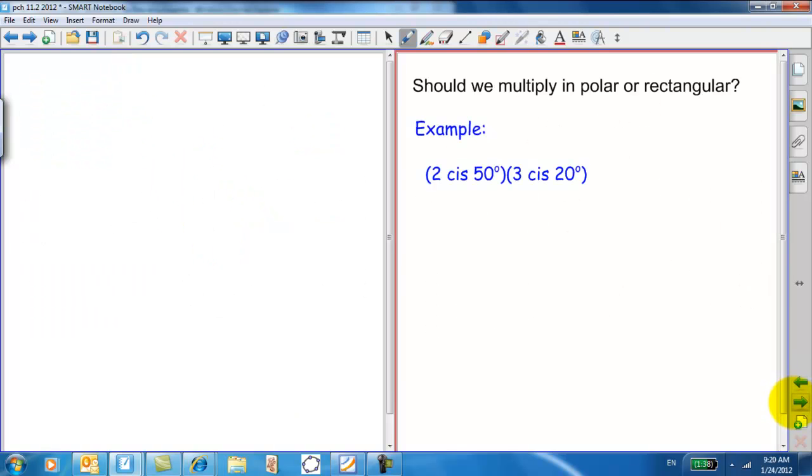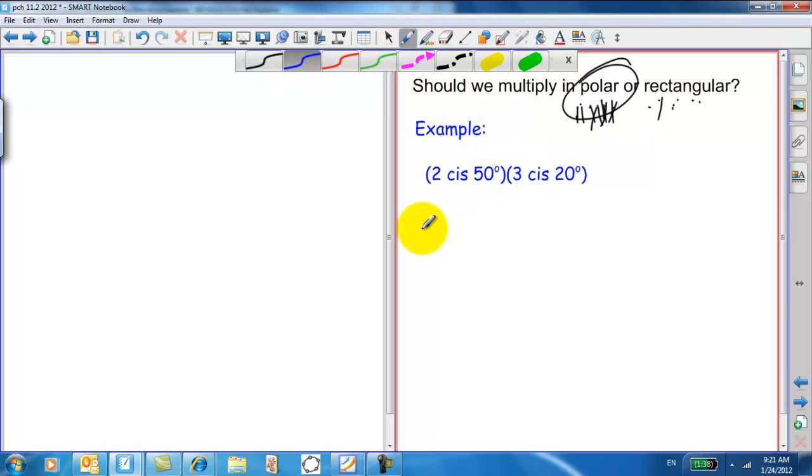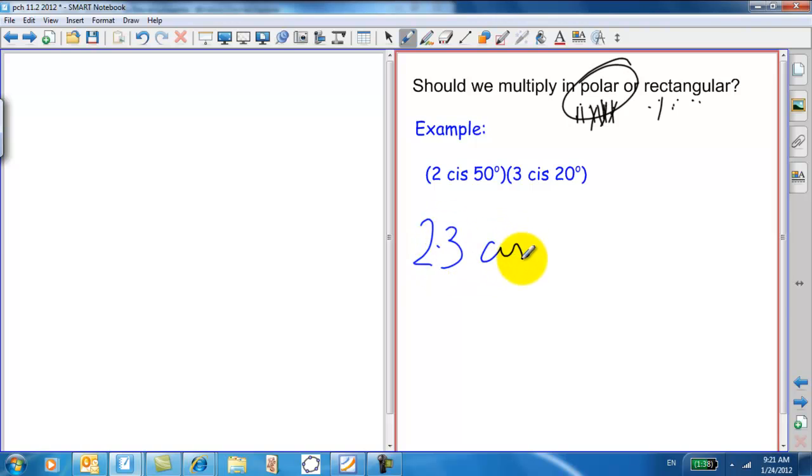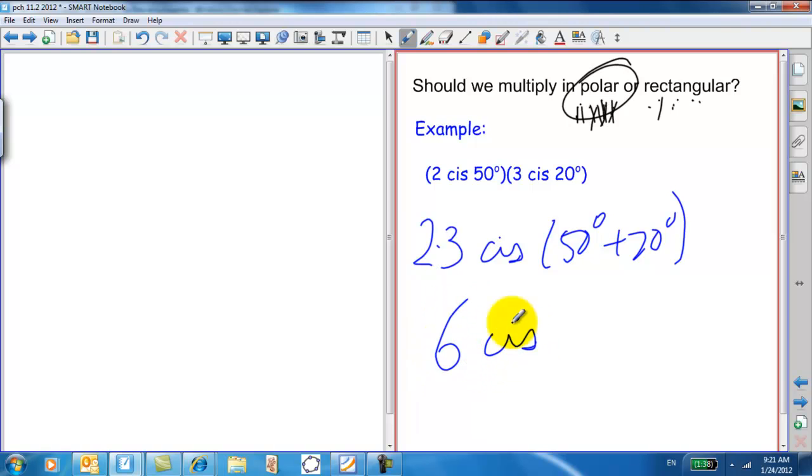So, now that comes to the question, should we multiply in polar or rectangular? Here's an example, 2 cis 50, 3 cis 20. What do you vote for? Okay, I'm sensing your votes. Polar wins, definitely. Notice I didn't specify form. Maybe if I'd said I want the final answer in rectangular form, but even in that case, with these two being in polar already, let's multiply them in polar. 2 times 3, multiply the magnitudes, cis 50 degrees plus 20 degrees. And so you get 6 cis 70 degrees.